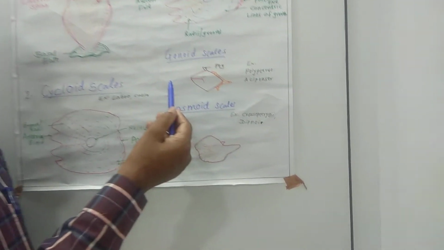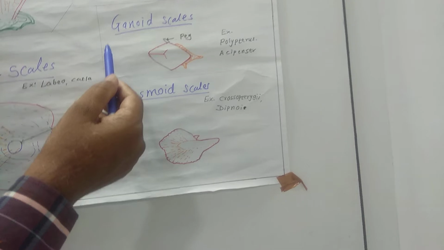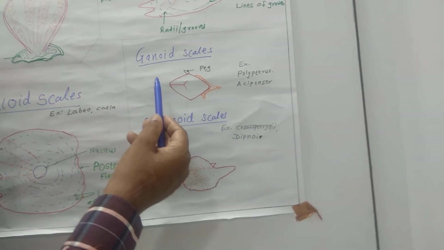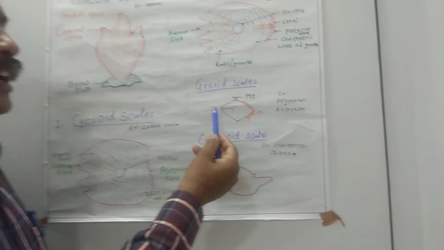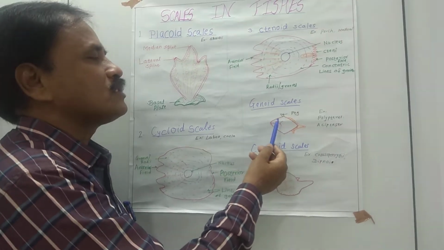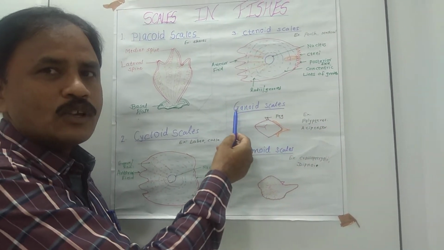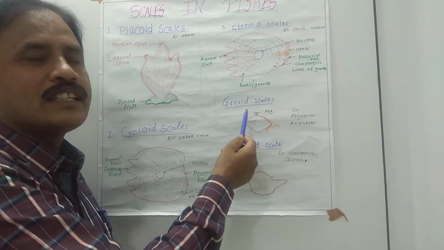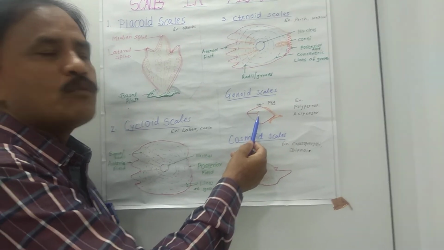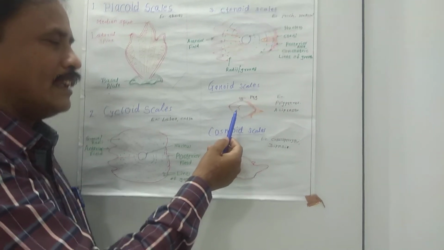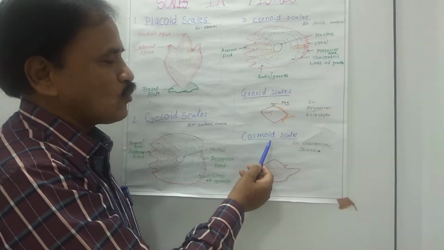The lower layer is called the spongy bone layer. Then there is the isopedine. Then isopedine is followed by the cosmine layer, and the uppermost layer is called the ganoid layer. So the ganoid layer is the outermost layer, while the spongy bone layer is the lowermost layer of this ganoid scale. And the fourth type is called the cosmoid scale.